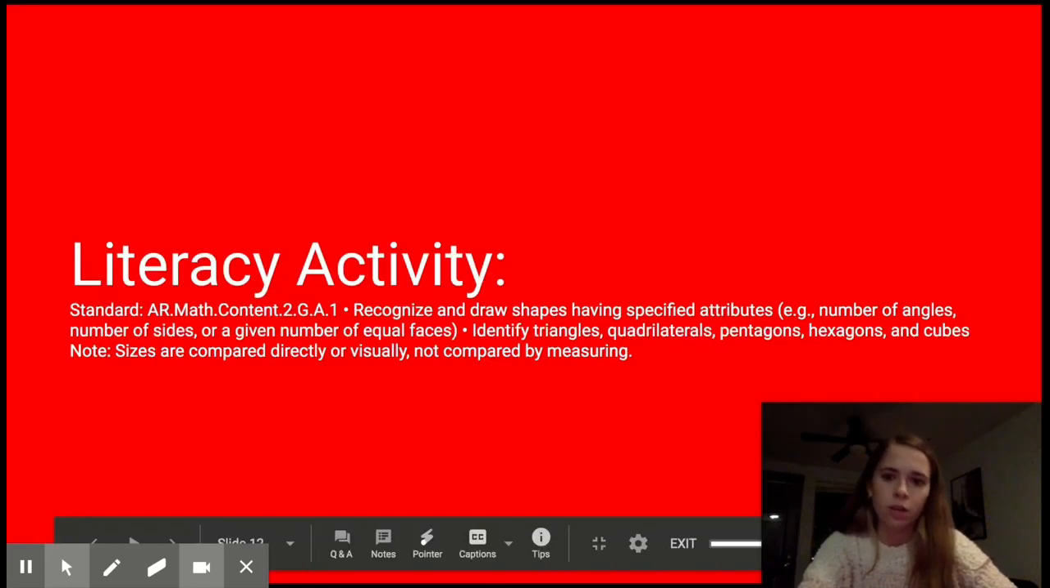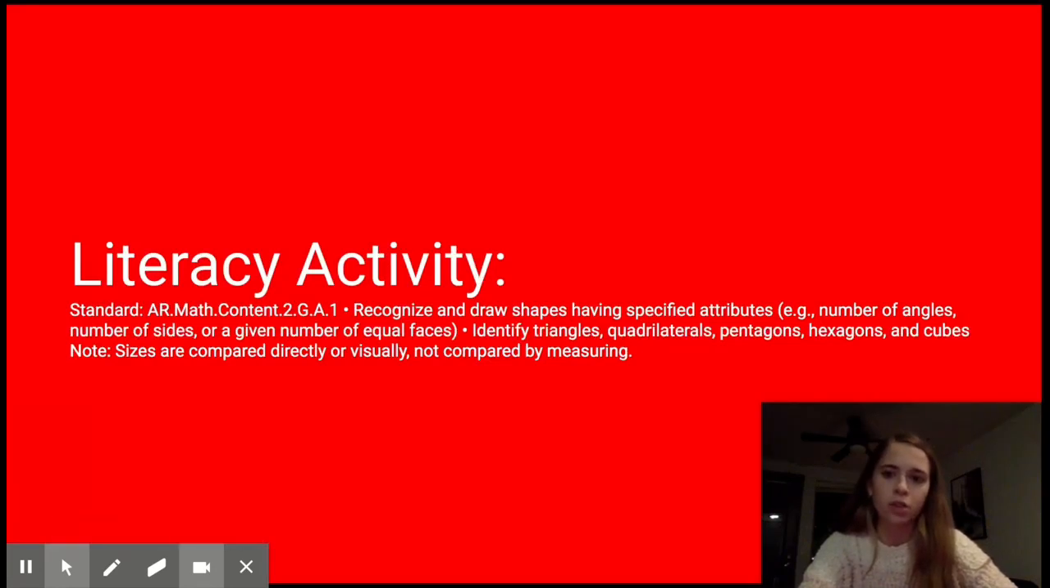Activity, we're going to be looking at the literacy portion, and we're using the standard 2.G.A.1. We're recognizing and drawing shapes that have specified attributes such as number of angles, number of sides, and we're looking at triangles, quadrilaterals, pentagons, and hexagons. So really we're looking at how a square has 4 sides and 4 angles.